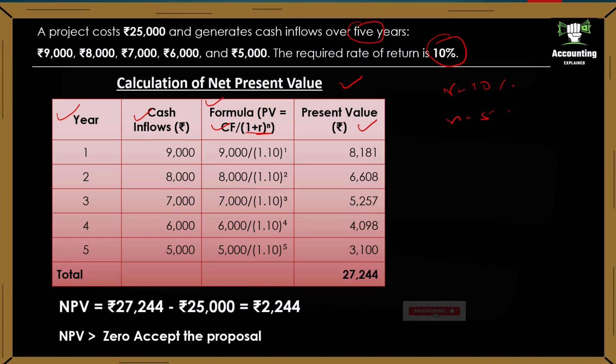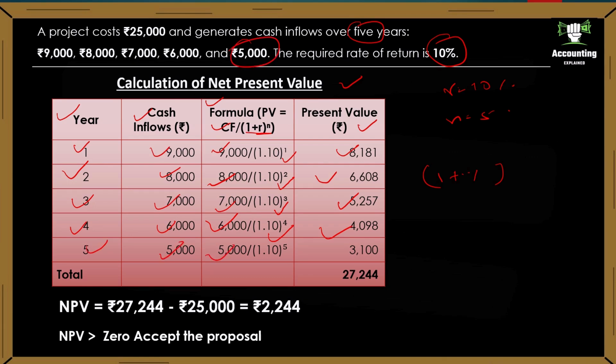So the first year cash inflow is 9,000. CF is cash inflow. 9,000 divided by 1 plus R, that is 1.1, to the power of 1 is 8,181. Second year inflow is 8,000, divided by 1.1 to the power of 2 is 6,608. Third year 7,000 rupees, divided by 1.1 to the power of 3 is 5,257. Fourth year 6,000 is the inflow, divided by 1.1 to the power of 4 is 4,098. Fifth year inflow is 5,000, divided by 1.1 to the power of 5 is 3,100. On adding all the present values, you get 27,244 as the total.